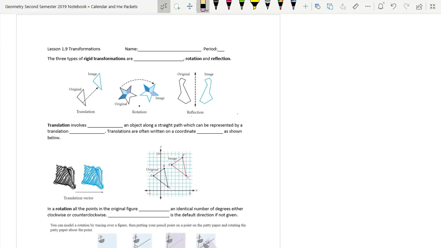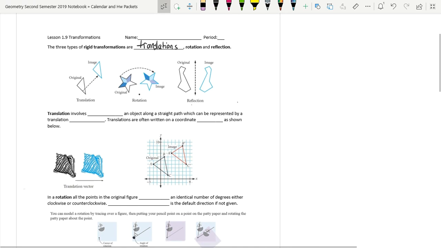Welcome to lesson 1.9 on transformations. Three types of rigid transformations are translations, rotation, and reflection. Throughout this textbook, you'll have what's called coordinate geometry 1, 2, 3, 4, 5, and so on. This will be the foundation of those. There's coordinate geometry 1 in this textbook, in this chapter, that we'll go over.